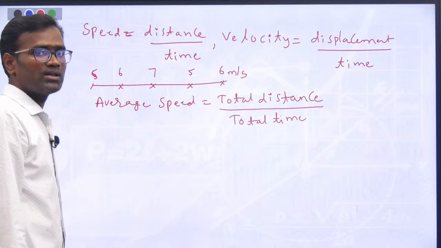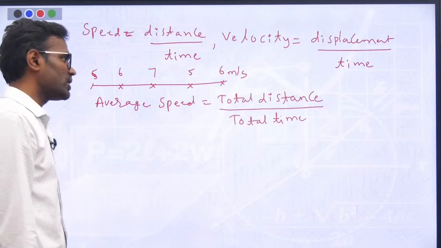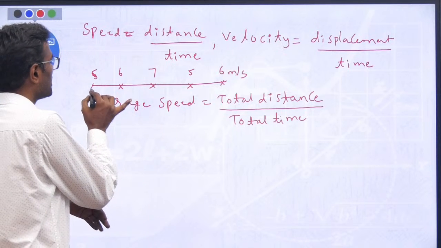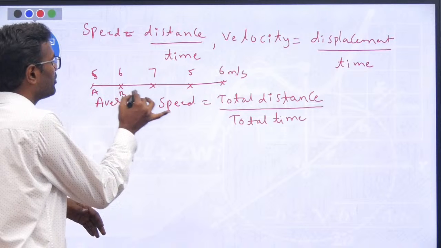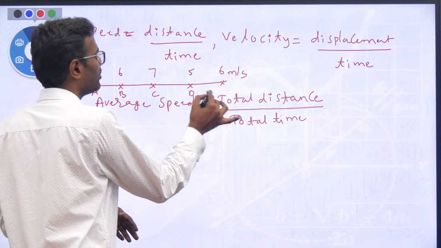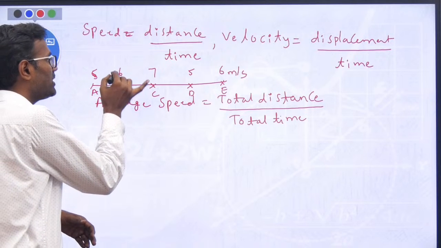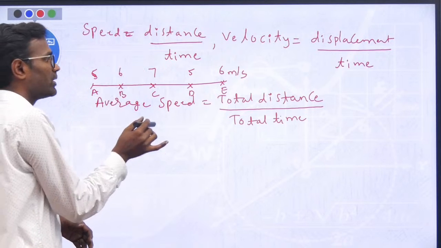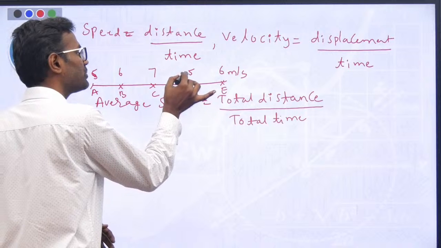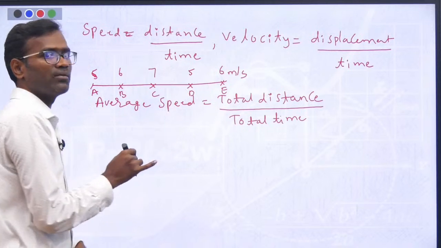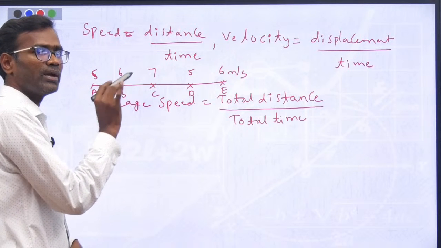And we also studied instantaneous velocity or instantaneous speed. Instantaneous speed means the speed at that particular point. Let me write, this is point A, B, C, D and E. At point B, what is the speed? 6. So 6 is the instantaneous speed. At point D, what is the speed of the particle, children? 5. So 5 is the instantaneous speed.